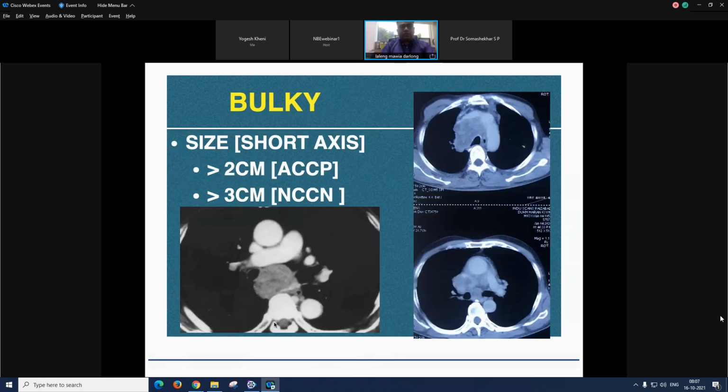And again, you've got this group that is bulky. You see that there in the image, you see how the size is big. In the short axis, it may be more than 2 centimeters as per SCCP guidelines and more than 3 centimeters as per NCCN guidelines. You can see from the look of it itself, there is a very big doubt in my mind that I can go and resect it. So these are most of the time not resectable.